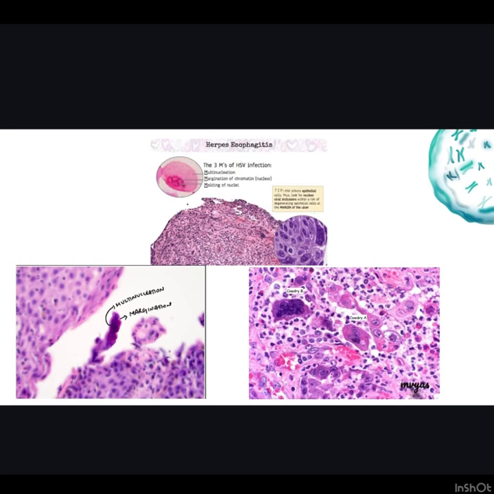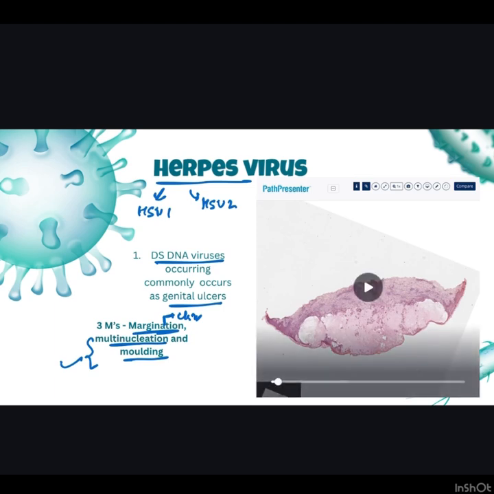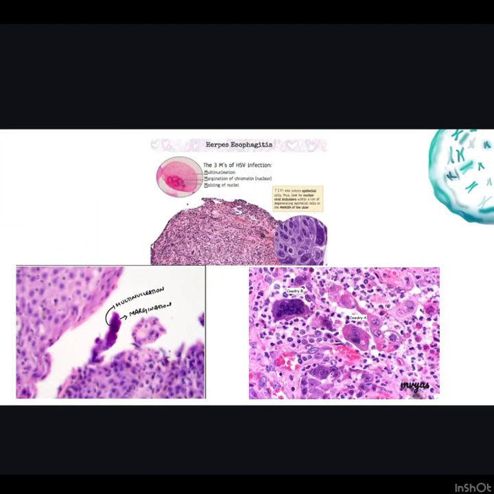So, like I had shown you in the video also, this is herpes esophagitis, wherein you have the three M's: the multinucleation, margination of chromatin, and molding. Here are certain other slides which show multinucleation and margination. Now, there are two types of cells which are mentioned here. One is the Cowdry A cell, another is the Cowdry B cell. So, what are Cowdry bodies?